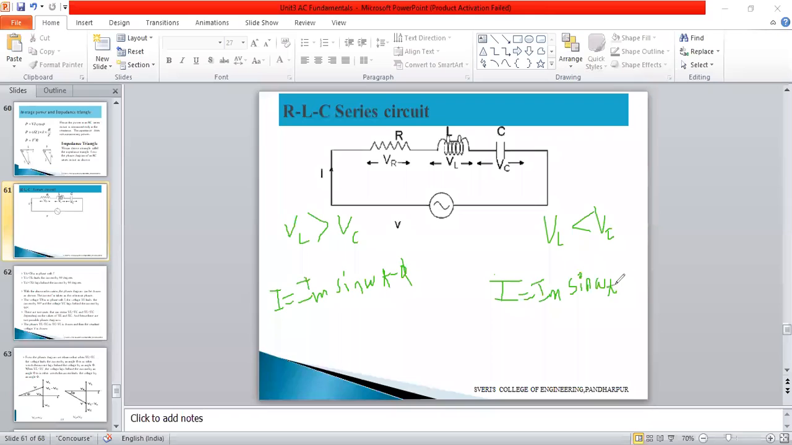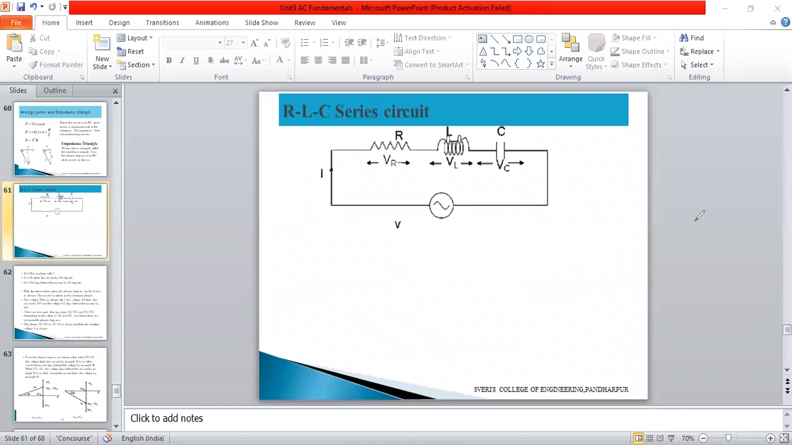If VL equal to VC, then i equal to Im sin omega t. Here all small i we have to write; I have written capital I. That's it. We are going to identify all three instantaneous equations for the three conditions here now. Next, for all three conditions, whatever the I, I will copy.